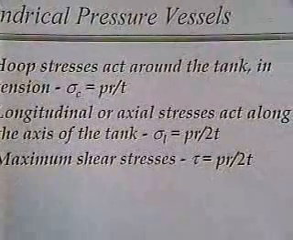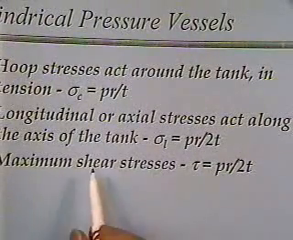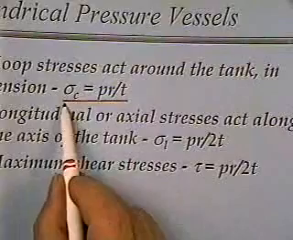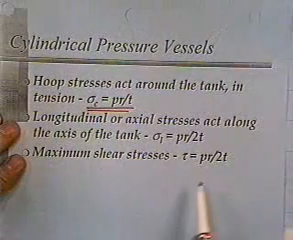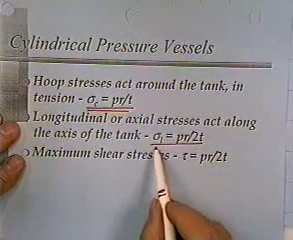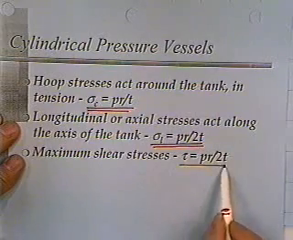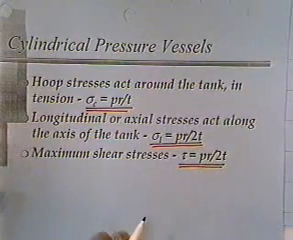All right, page 28 is more of the same. Page 29 is more of the same. Cylindrical pressure vessels are so simple, there's nothing to them. You just get an equation for hoop stresses, longitudinal stresses, and the maximum shear stress in there.